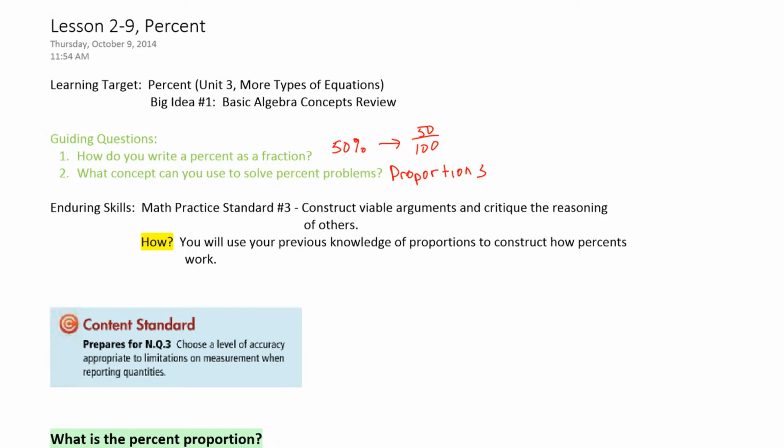Our enduring skills here is math practice standard number 3, construct viable arguments and critique the reasoning of others. And how will we be doing this in this lesson? We'll be using our previous knowledge of proportions to construct how percents work.